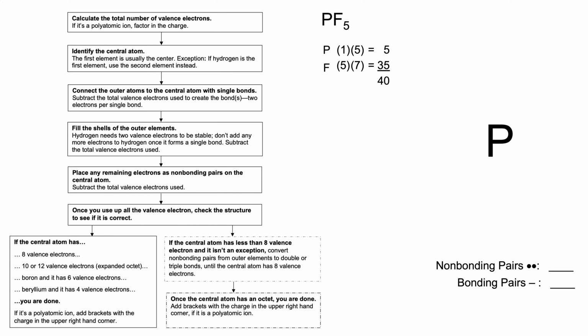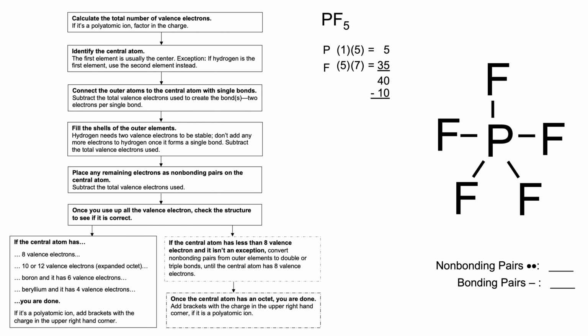Phosphorus is placed in the center. I put the 5 fluorines around it. Each fluorine is connected then to phosphorus using a single bond. That uses up 10 electrons total to give me 30 left over. Now I'm going to go through and fill the shells of the outer elements. As I fill each shell, I'm going to subtract from the total.